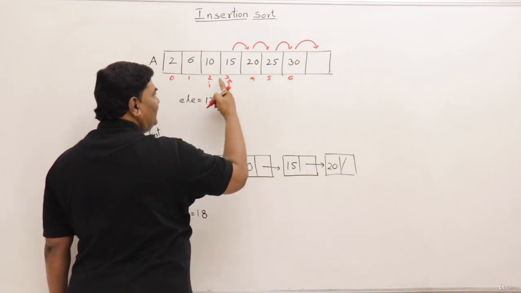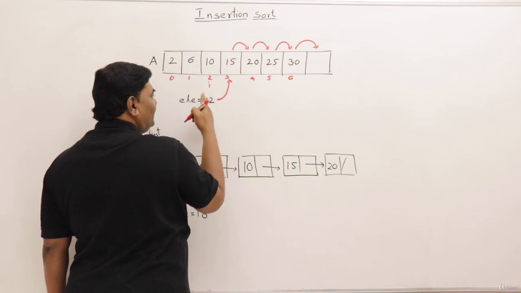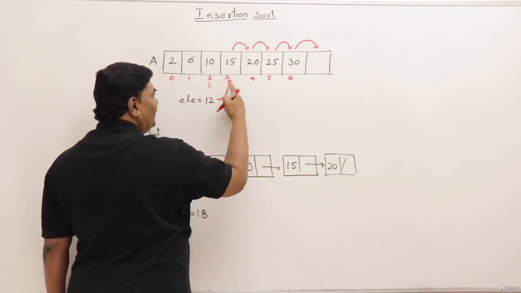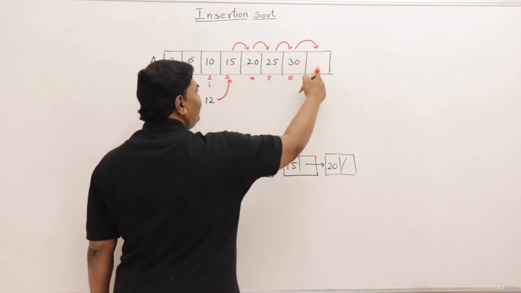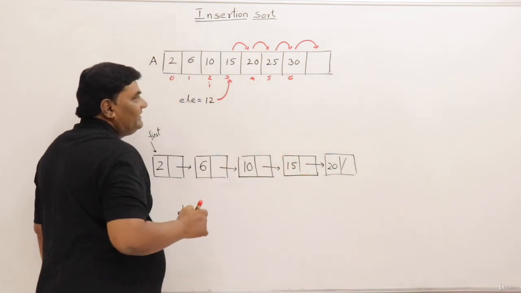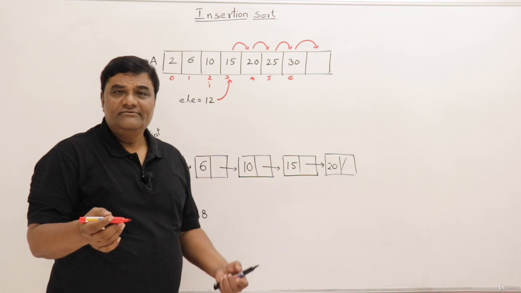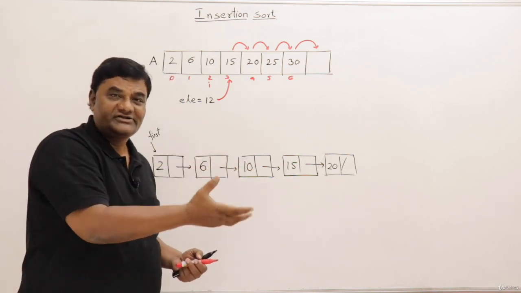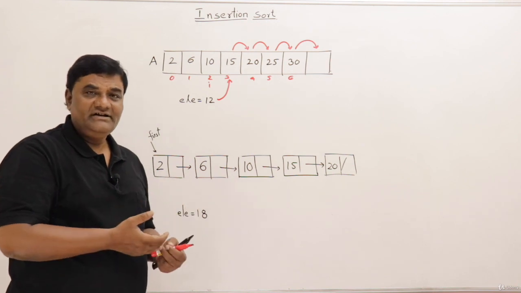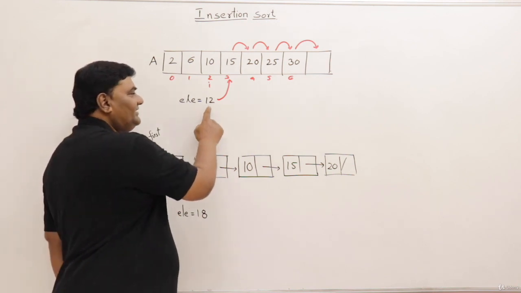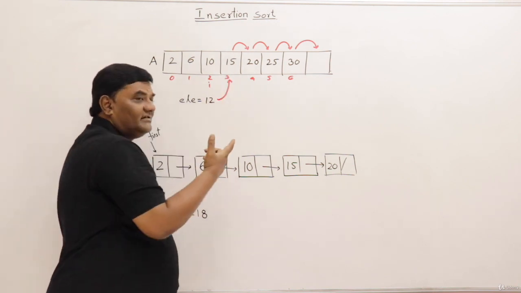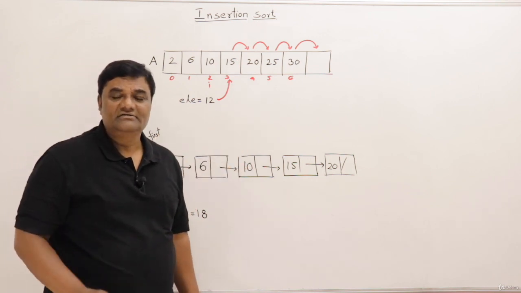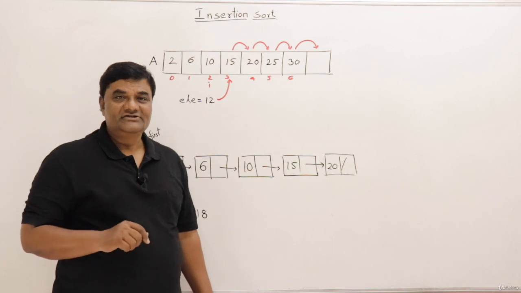I have moved all the larger elements. Now 10 is not greater than 12, so this place is free. In this place store the element 12. So all these elements will be shifted and 12 will be inserted here. I don't have to search and find out its position. From the last, go on shifting larger elements. Then wherever you get any element smaller than the element that you are inserting, insert the element there. All the larger elements are shifted to the right-hand side. That's all. This is insertion.